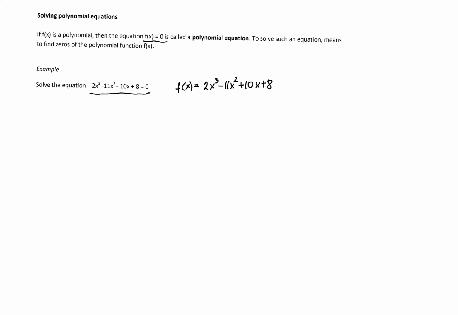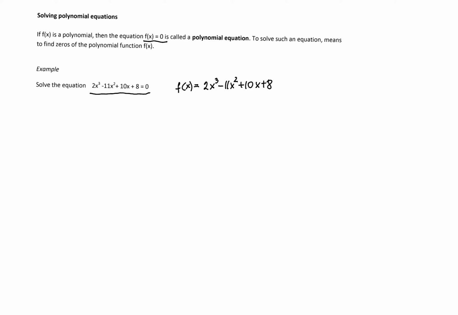Equations like this can be solved by factoring the left-hand side, factoring the polynomial, and using the zero product property that says that if the product is 0, then it can happen only when one of its factors is 0.